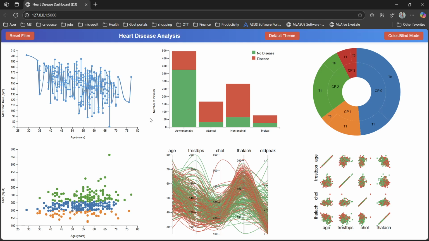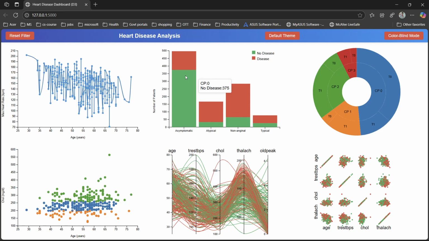For interactivity, it also has the hover function where you can see the chest pain type and also the number of people with the disease and without the disease. So here there are 375 people with no disease and 122 people with disease in chest pain type 0. This is for chest pain type 1, chest pain type 2 and chest pain type 3.